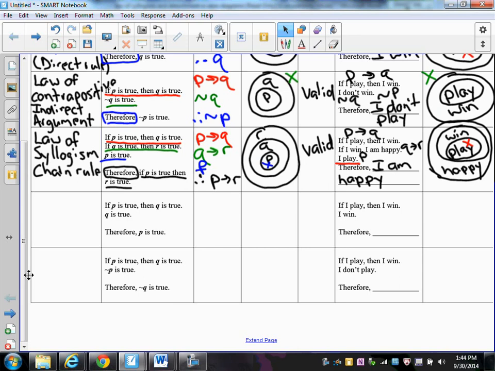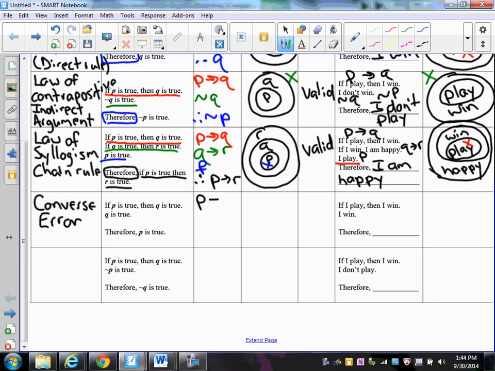So we have a couple more. We have the converse error next. If you ever have any questions on what's going on, hopefully it's making sense as we're going on with all the different symbols. So the converse error says if P is true, then Q is true. So P, then Q. It then tells me Q is true. Therefore, P is true.